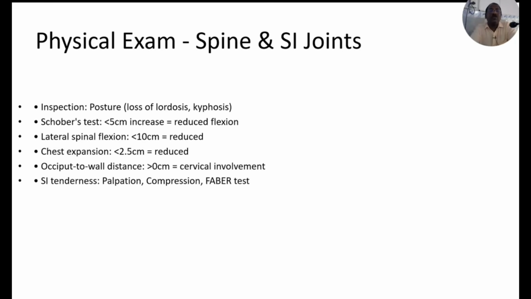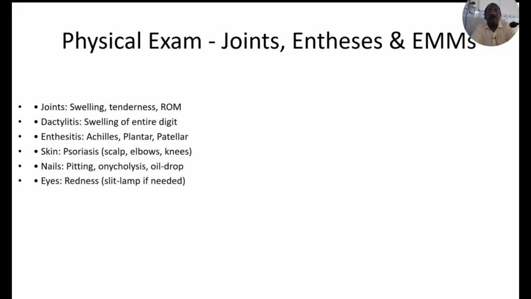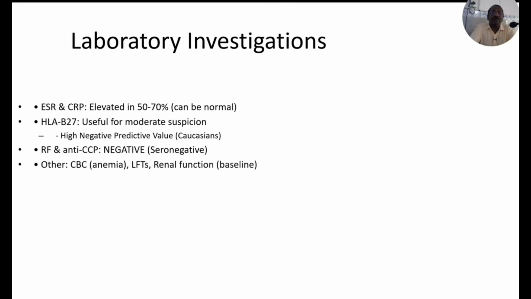Examination, inspection, posture, loss of the lordosis, kyphosis, Schober's test, lateral spinal flexion, chest expansion is reduced, occiput to wall distance is increased, and SI tenderness, sacroiliac tenderness, by palpation, compression, a FABER test. So joints, the swelling, tenderness, dactylitis, swelling of the entire digit, enthesitis, Achilles, plantar and patellar, psoriasis, skin, scalp, elbows, knees, nails, pitting, onycholysis, oil drop, eyes, redness.